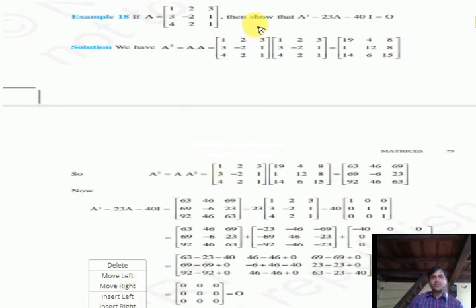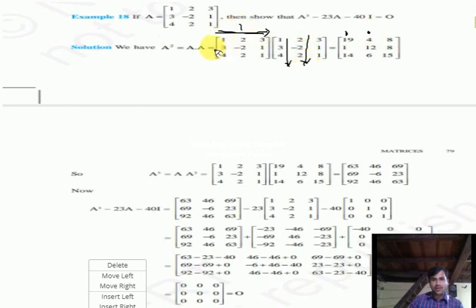So one more problem. You may ask problems like: A is given, A cube minus 23A minus 40I is equals to 0. So to find A cube, first of all you need to find A square. So A square means again you need to write A into A. This is first row, first column. Therefore first row should be multiplied by first column. This is first row, second column. First row should be multiplied by this second column.